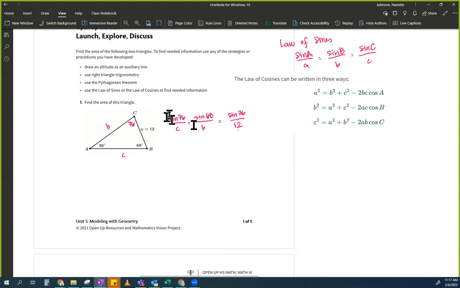Okay. So with that being said, I'm gonna handstand these because I want my variable on top. So I'm gonna go B over sine 68 equals 12 over sine 36. This is the math that I expect to see on your test, so don't neglect this. So therefore, B is equal to sine 68 times 12. I'll throw the 12 in front, divided by sine 36.